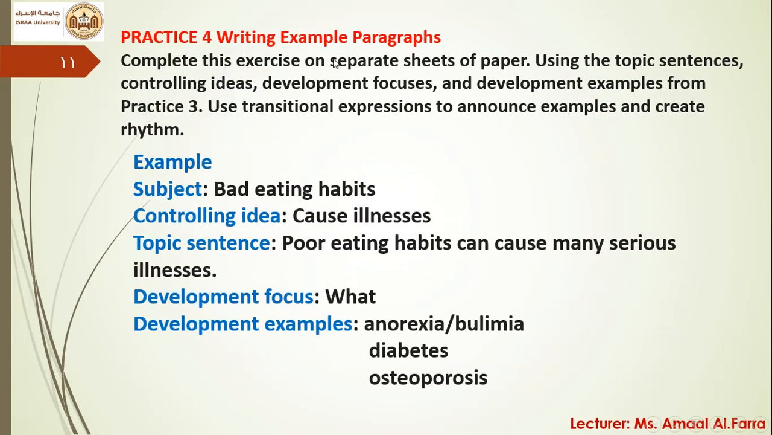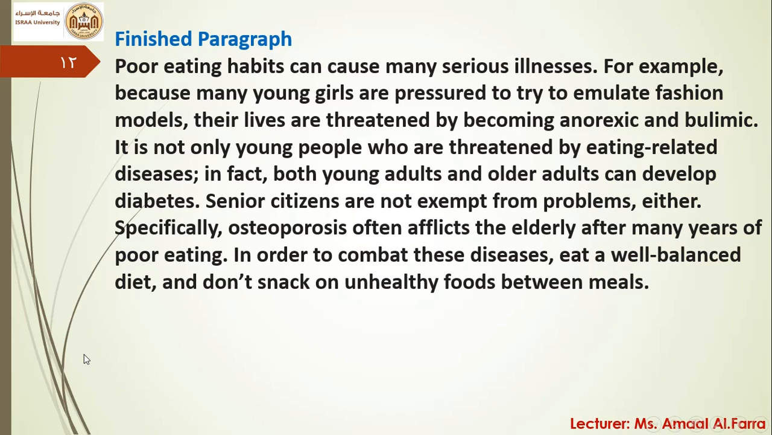Writing example paragraph. Now the previous outline, we're going to write a full paragraph about that outline. Here we have the example, bad eating habits, and the controlling idea, cause illnesses. The topic sentence: poor eating habits can cause many serious illnesses. The development focus is what? And the development examples are these three examples. Now we're going to form a paragraph out of this outline. This is a finished paragraph.